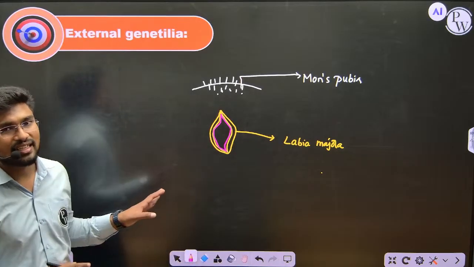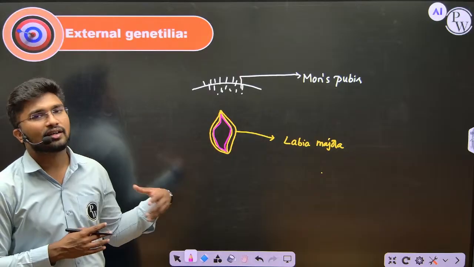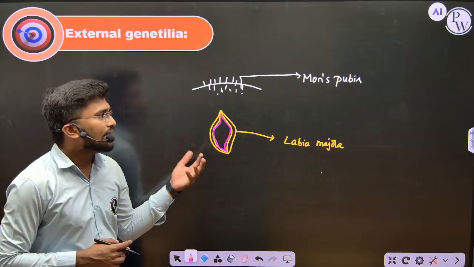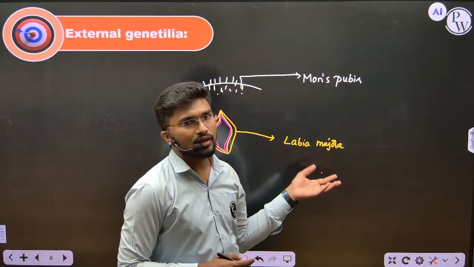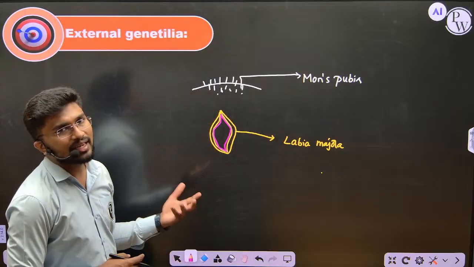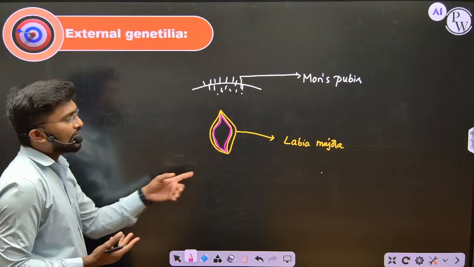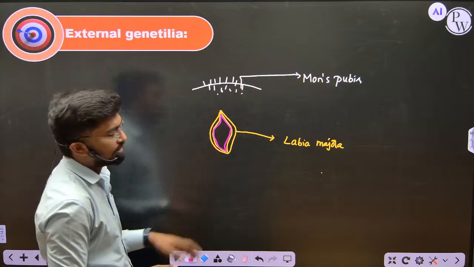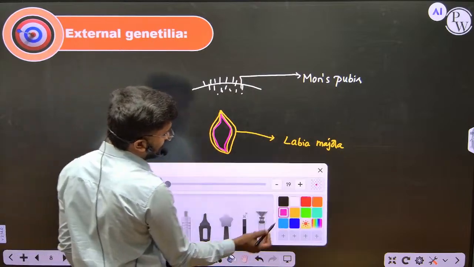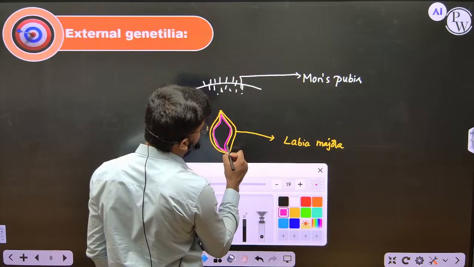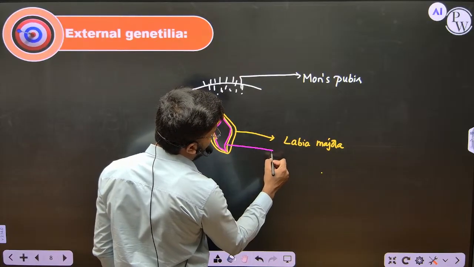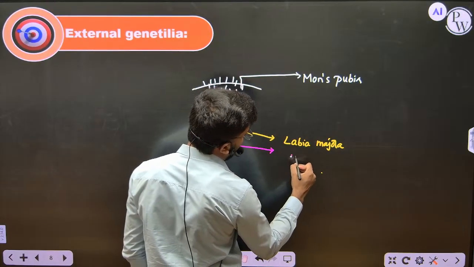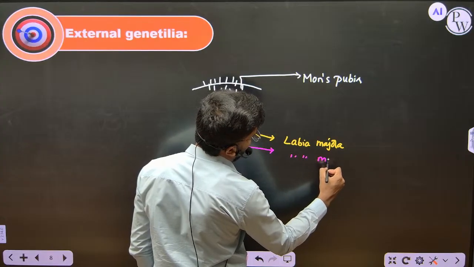External genitalia is nothing but how the female reproductive system appears externally. It consists of mons pubis, labia majora, labia minora, hymen layer, and clitoris. We understand labia majora as the upper lip-like structure. The lower one is called what? Labia minora. So let me label it. It is called labia minora.